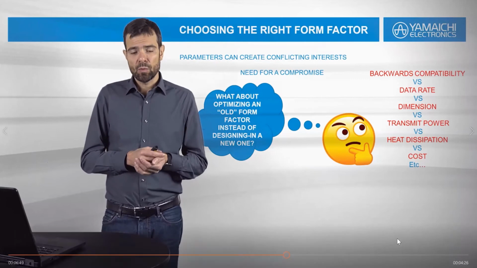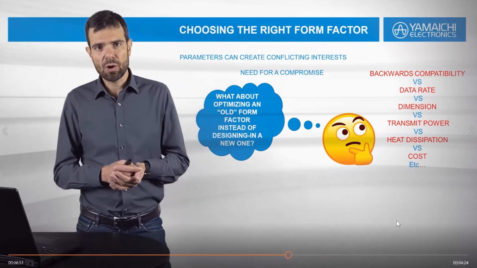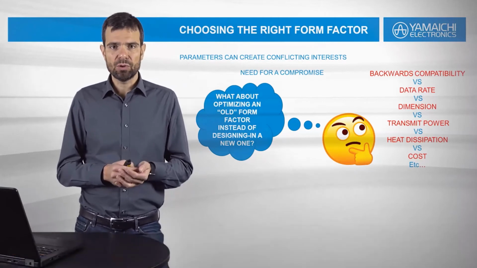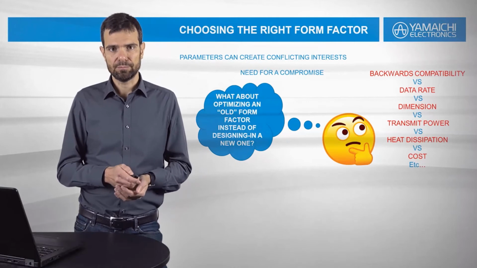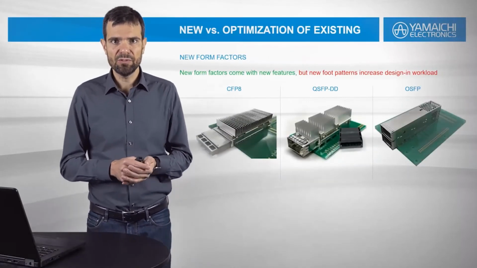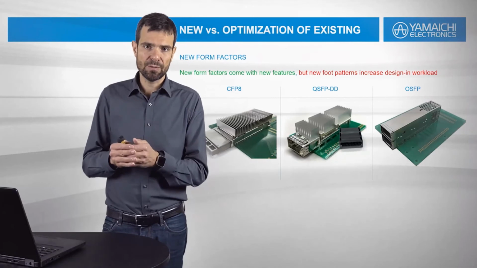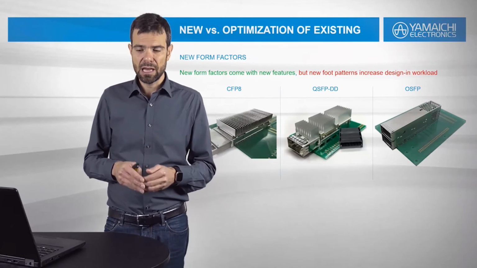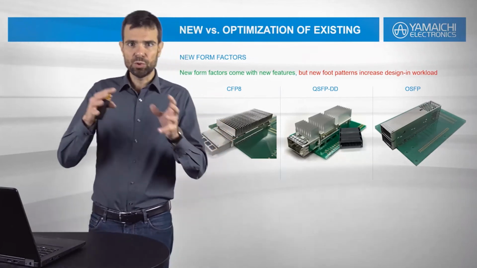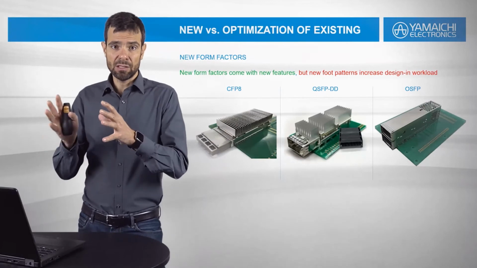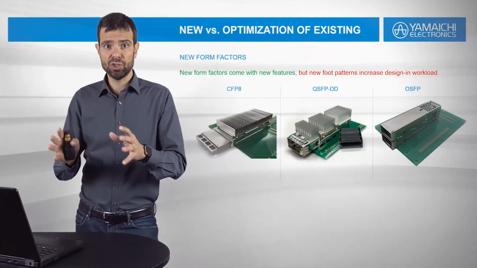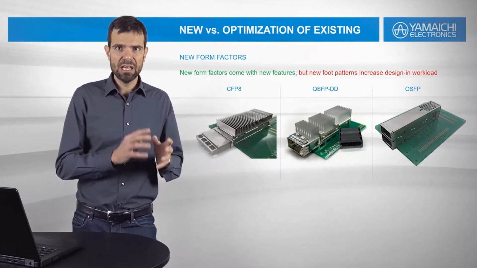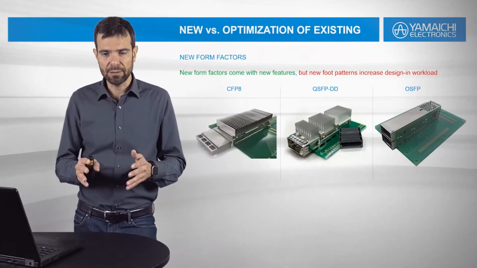So, one question that is maybe not so obvious is, what about optimizing old form factors instead of using a new one? New form factors come with new features, but they also come with an additional design-in activity. If you go from QSFP to QSFP-DD, the foot pattern changes. Also, the size of the cage changes. So a legitimate question would be, why not keeping the old form factor and just upgrade it?